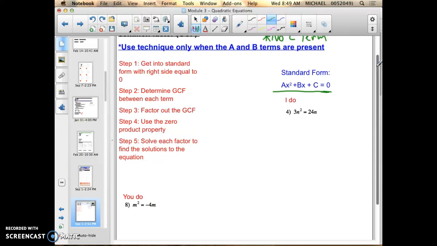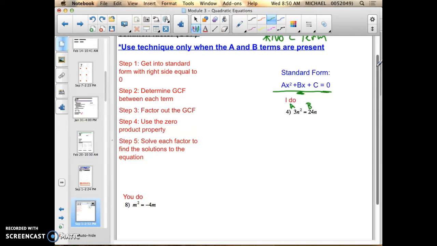This is important to do as well: please identify your a and b terms. This is a, this is b. My a term is 3n squared. The a term is always the quadratic term, the variable raised to the power of 2. The b term is 24n. The b term is always the linear term, n to the power of 1 in this case. The b term sits between the a and c, but there's no c, so the b term comes after the a term.